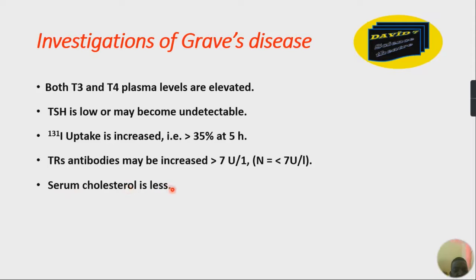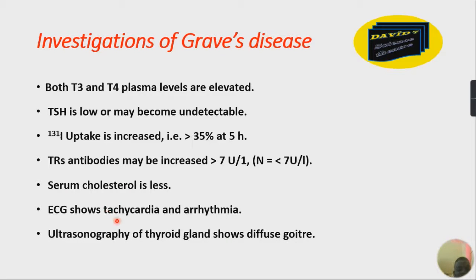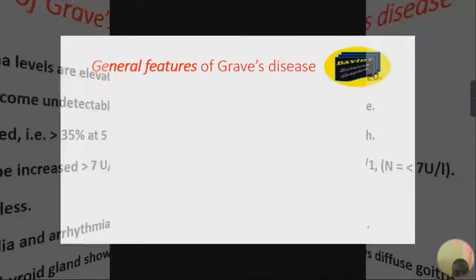Serum cholesterol is low. Another investigation they find is that the ECG will show tachycardia and arrhythmias. Ultrasonography of the thyroid gland shows diffuse goiter. If they are nodules, it is called a nodular toxic goiter. So this is diffuse. Diffuse goiter represents Graves' disease.